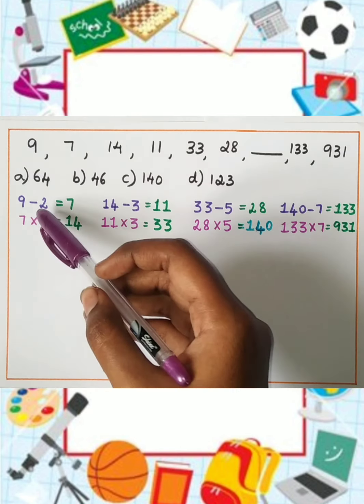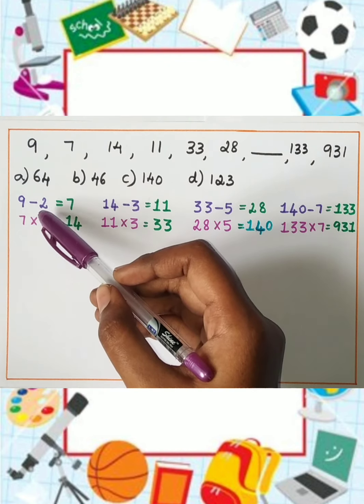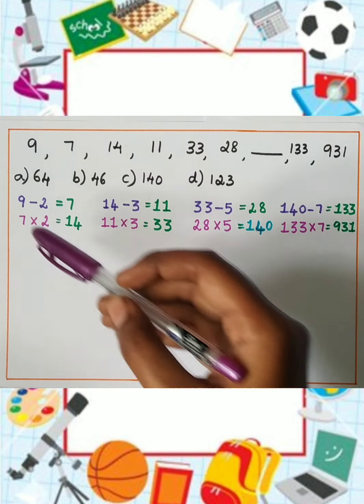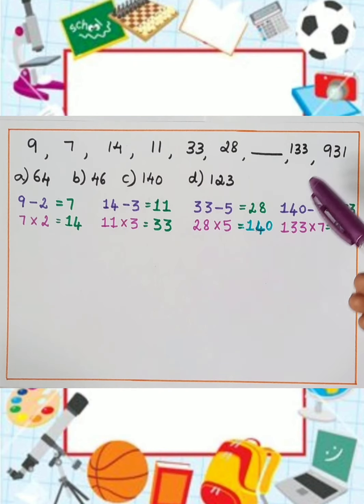So the numbers that are subtracted and multiplied are all prime numbers. First prime number is 2, then 3, then the next one is 5, the next one is 7. So prime numbers are first subtracted and then multiplied to get the number series. So the answer is option C, 140.